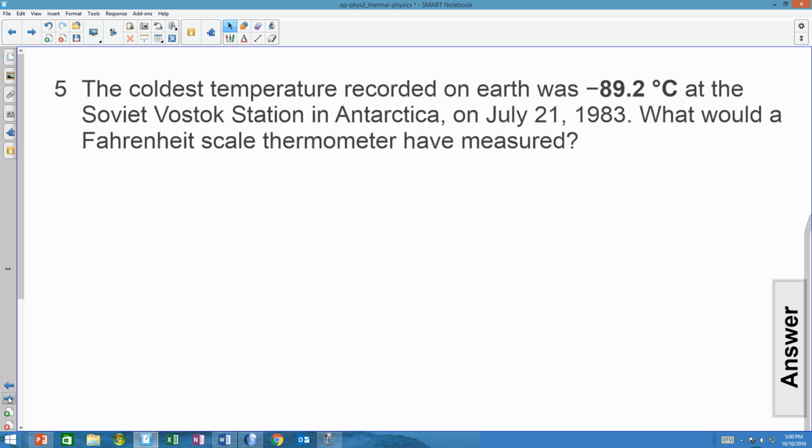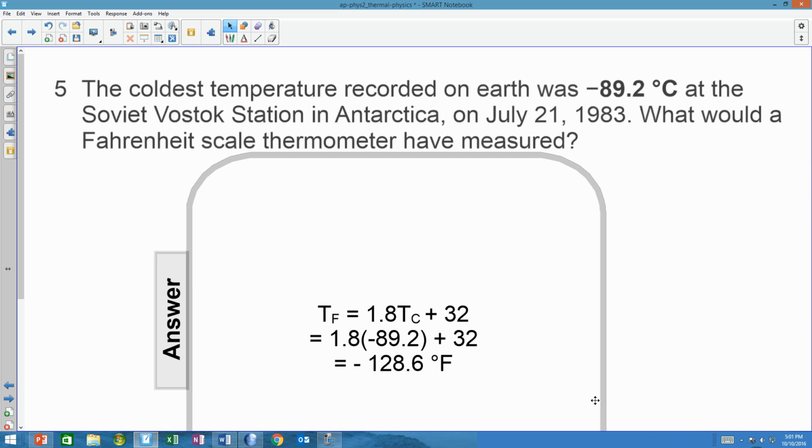The coldest temperature recorded on Earth was negative 89.2 degrees Celsius at the Soviet Vostok station in Antarctica on July 21st, 1983. What would a Fahrenheit temperature have measured? If you need more time, go ahead and pause the video. Substituting in the negative 89.2 degrees into the formula, you end up with a temperature of negative 128.6 degrees Fahrenheit.